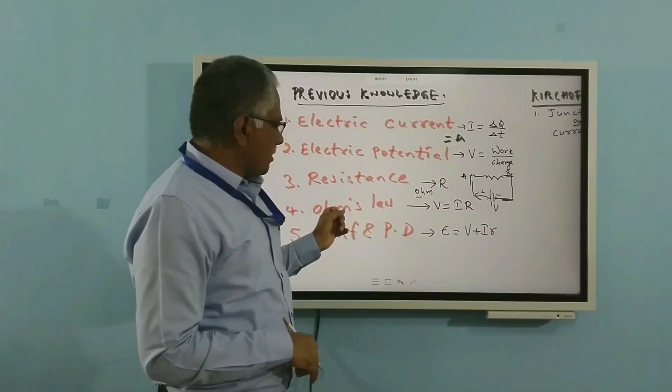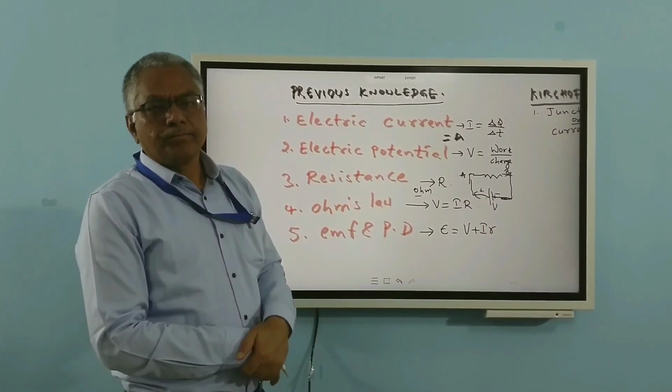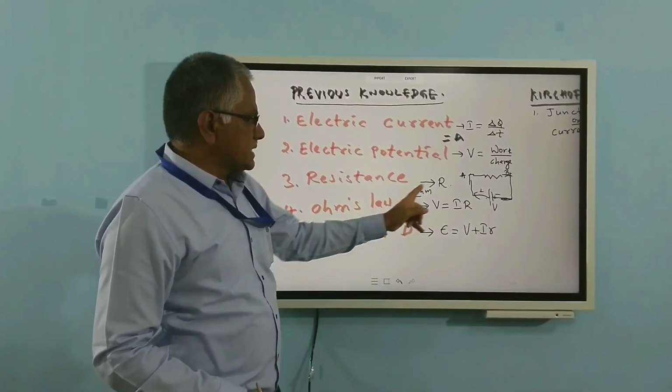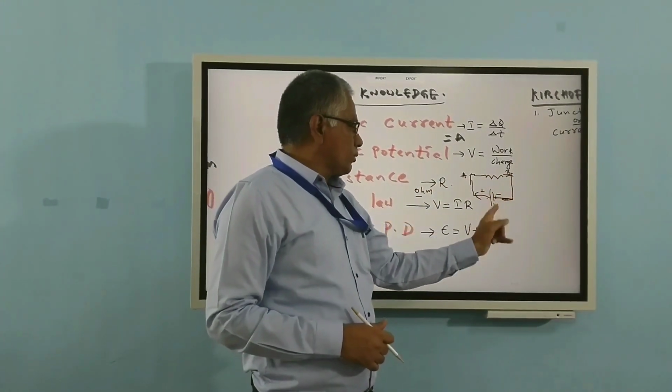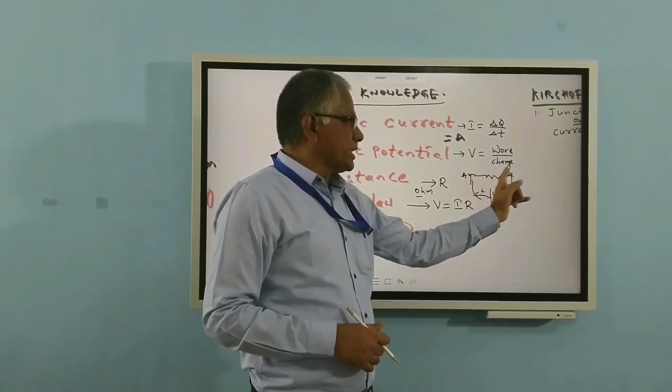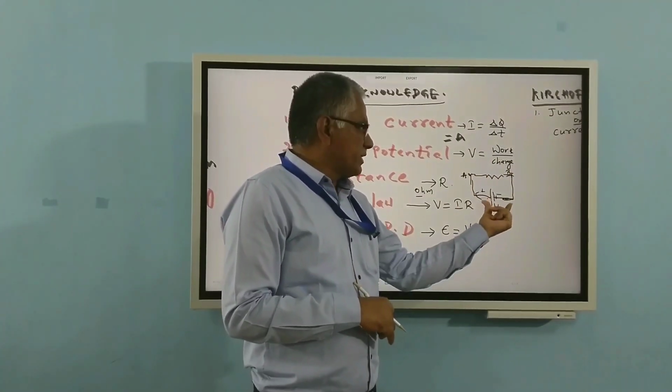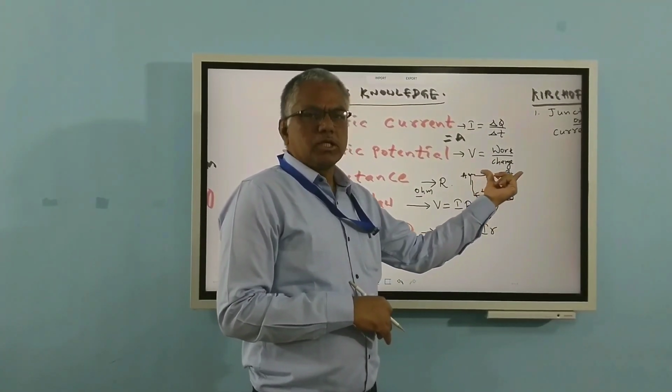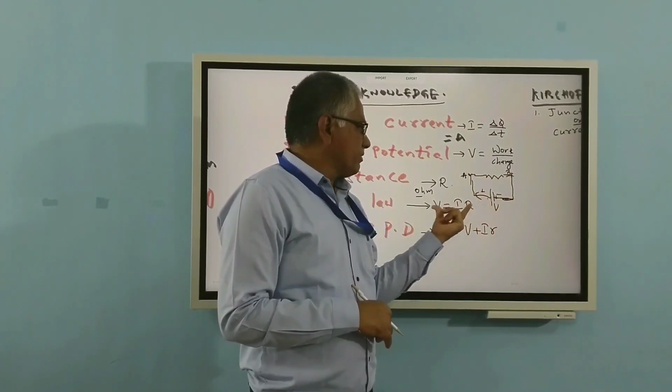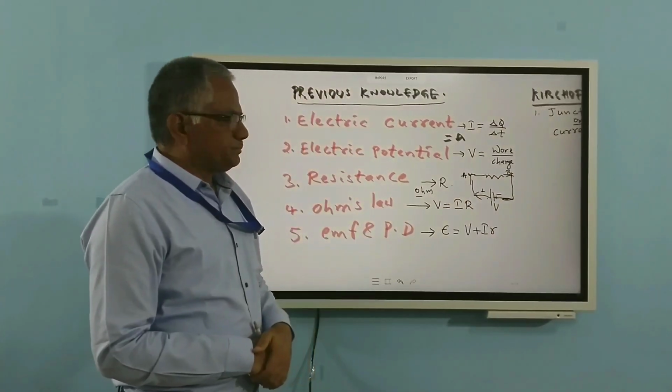Now, the next topic: we must know what is Ohm's law. Ohm's law is nothing but the current passing through a conductor is directly proportional to the potential difference between the two ends of the conductor. If the potential difference is more, the current flowing through is also more. That is directly proportional. V = I R.